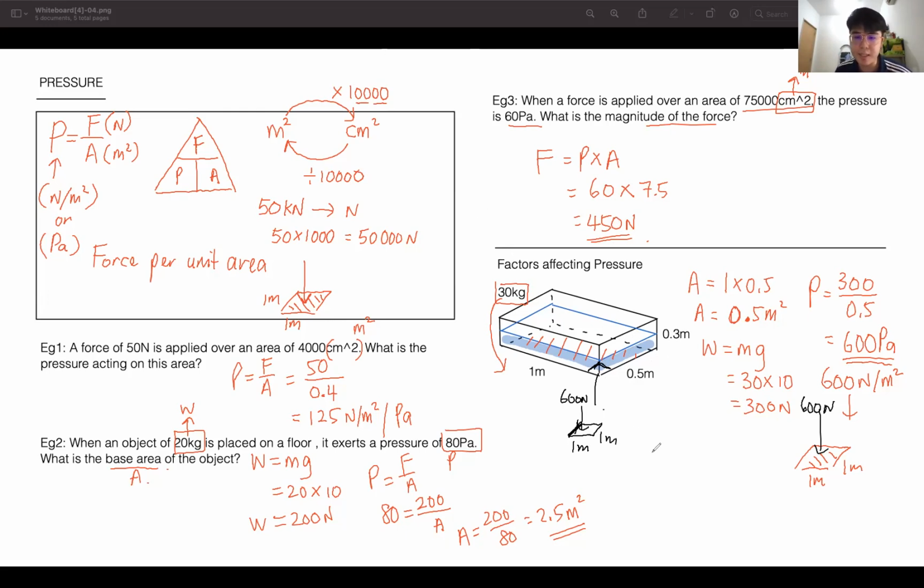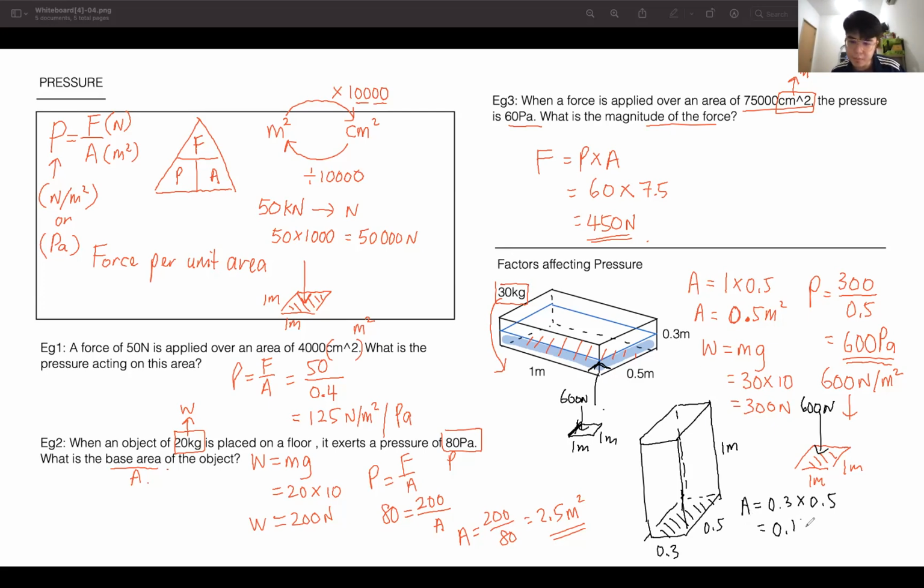Meaning that if I make the container stand up, if I change the orientation like this, the base area changes. Now my base area that is in contact with the floor is this one. What is the dimension then? This is 0.3. This is 0.5, the width. The length is 1 meter. Then my new area would be 0.3 times 0.5. So area would become 0.15.